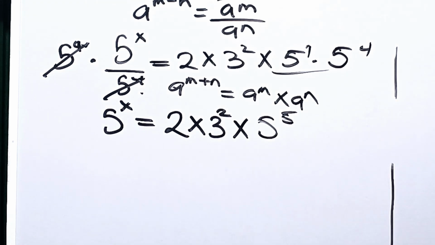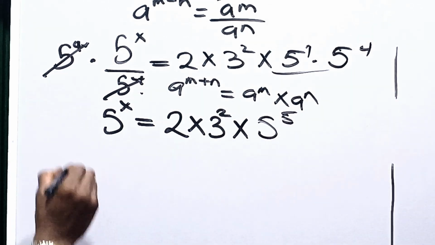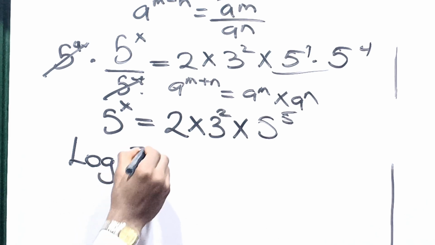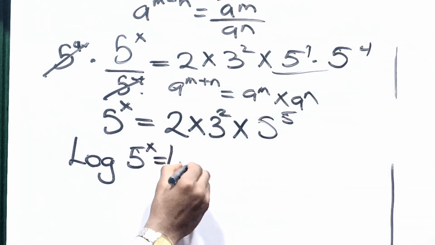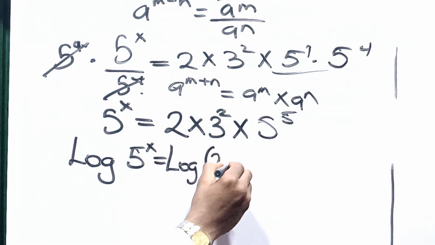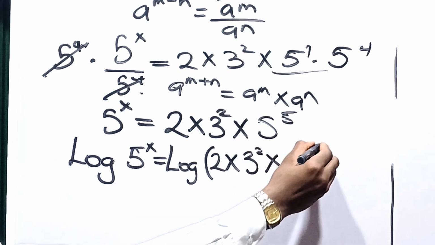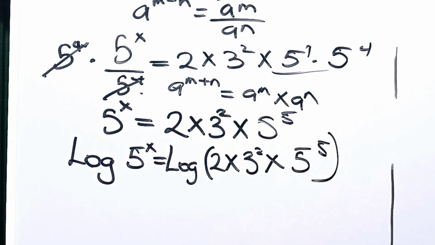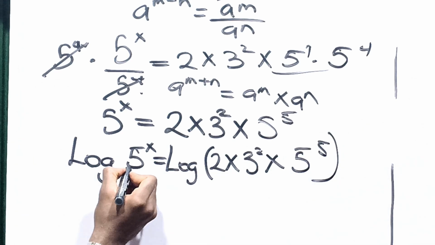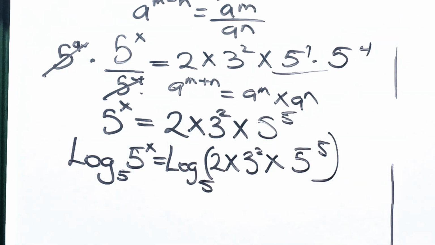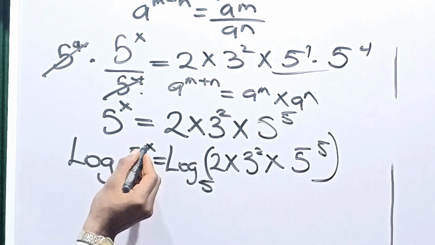Now, moving on from here, let's take the logarithm of both sides quickly. So, log of 5 raised to the power x is equal to log of brackets open 2 times 3 squared times 5 to the power of 5. Now, the base of this log is the base of the number carrying the x. So, we have 5 and 5. Now, when you have something like this, you multiply the log with the power.